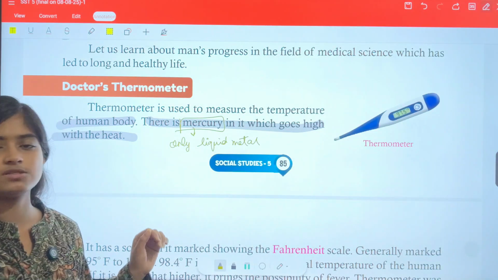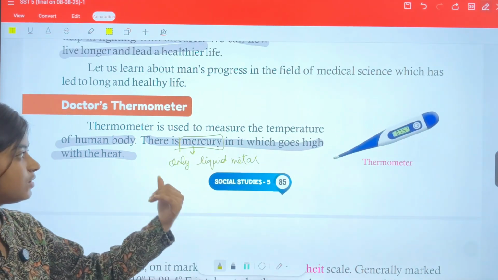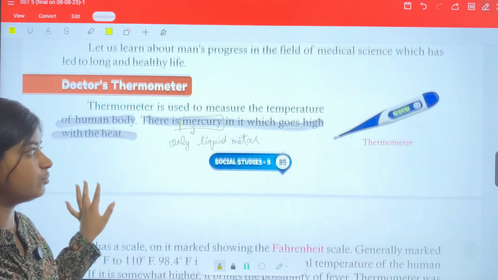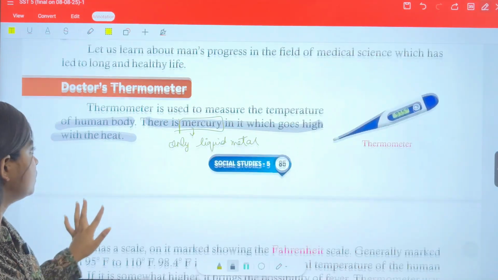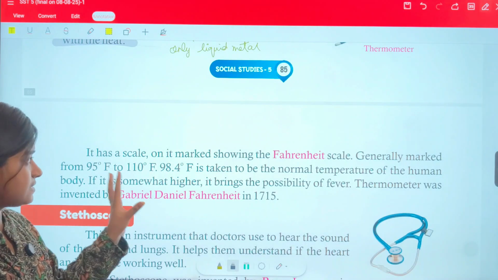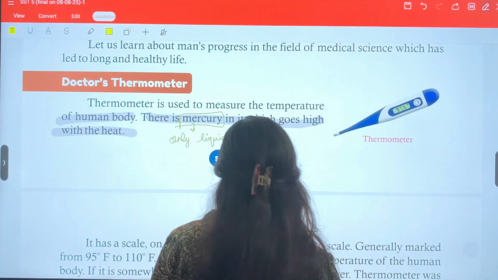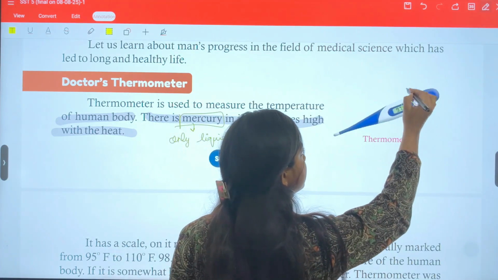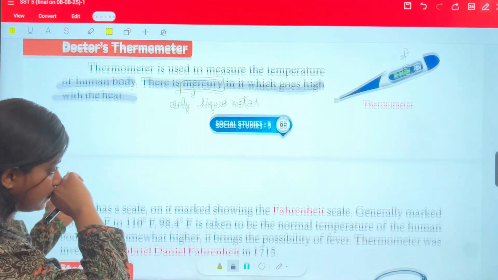All other metals we have are solids, but mercury is the only liquid metal available, and that's why we use it in the mercury thermometer. It has a scale which marks the Fahrenheit scale, so you can see that it is marking degrees Fahrenheit.